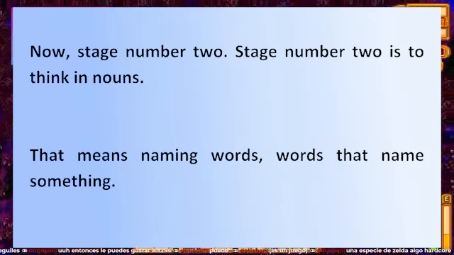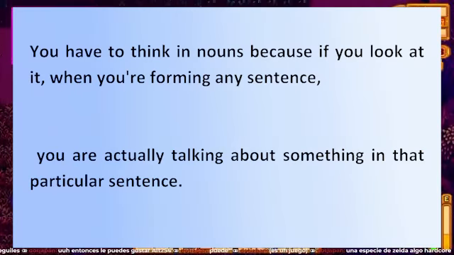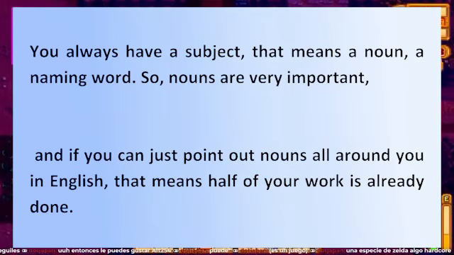Now, stage number 2. Stage number 2 is to think in nouns. That means naming words, words that name something. You have to think in nouns because if you look at it, when you're forming any sentence, you are actually talking about something in that particular sentence. You always have a subject, that means a noun, a naming word.